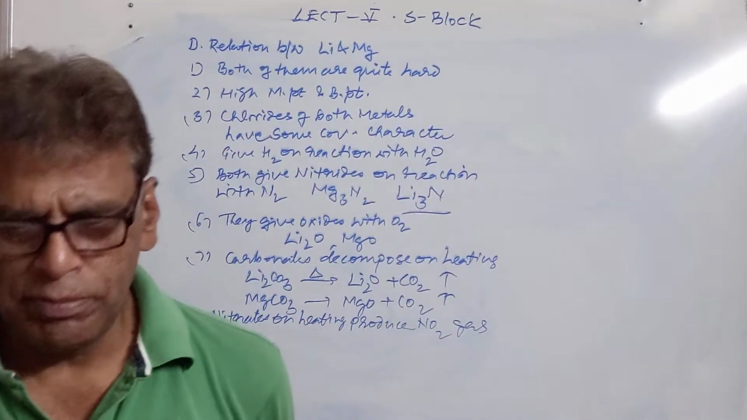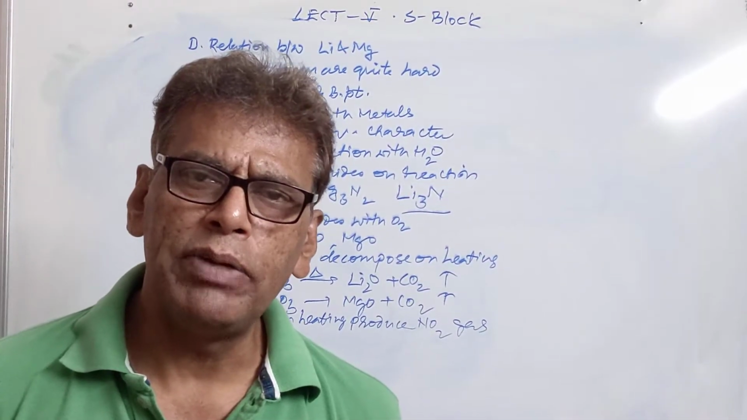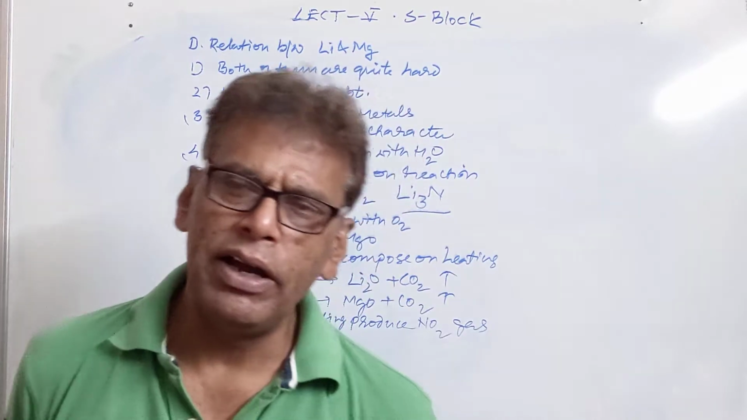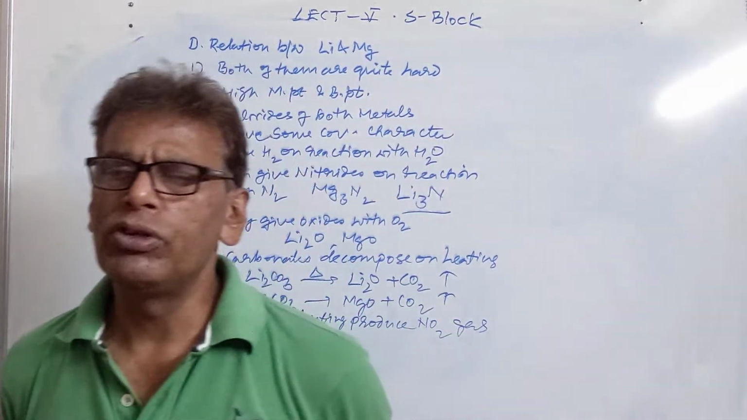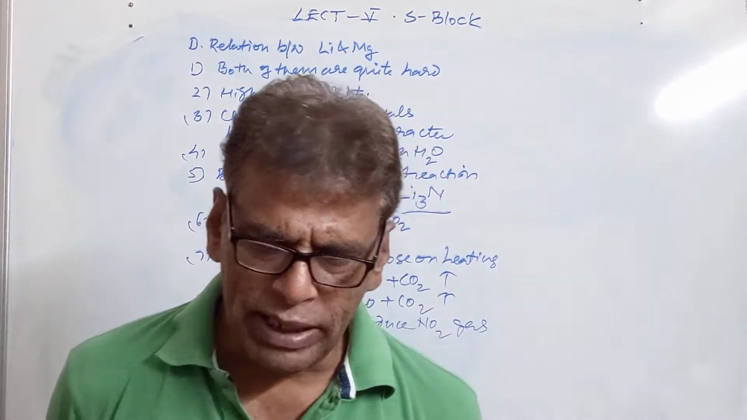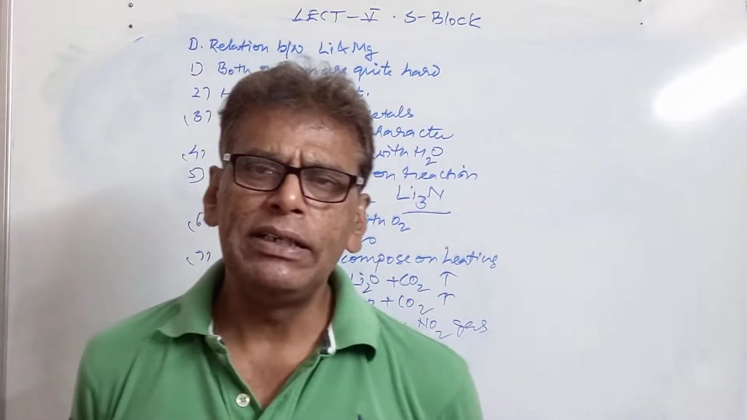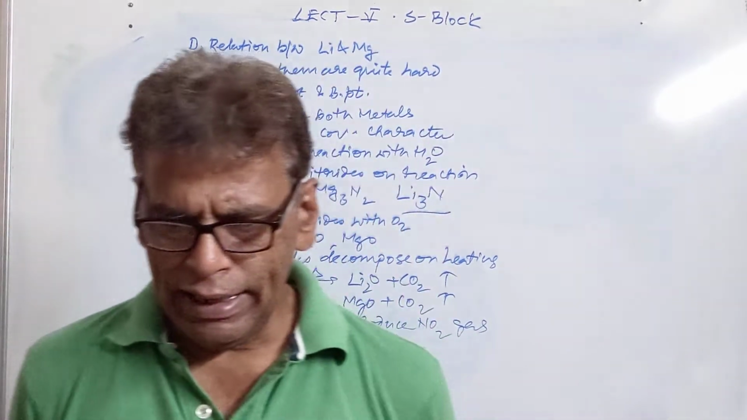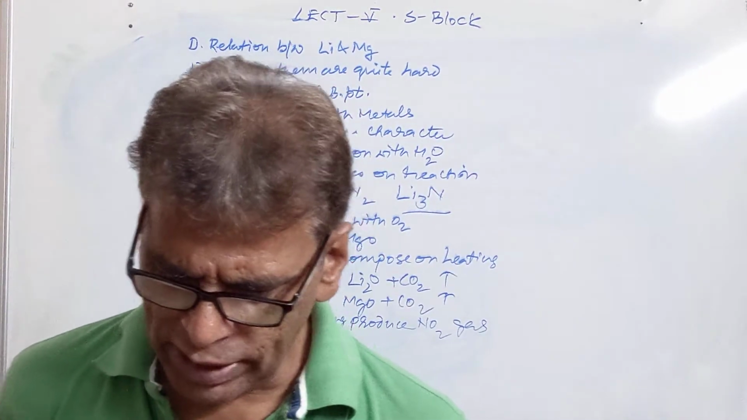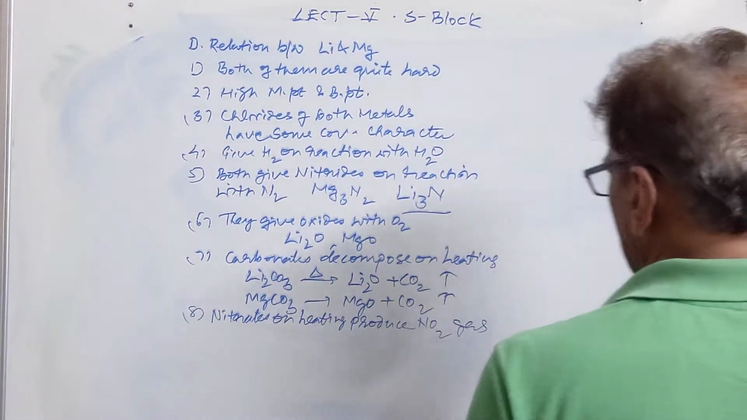So diagonal relationship is the resemblance in the properties of the elements of a particular group of the second period and the next group of the third period, which are placed diagonally. The cause is that when we move diagonally, the periodic properties like atomic size, ionization energy and electropositivity do not change much, they remain almost constant. That's why diagonal relationship is seen between the elements of the second and third period.